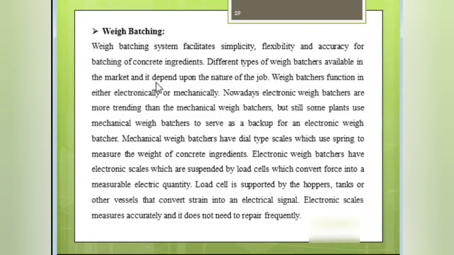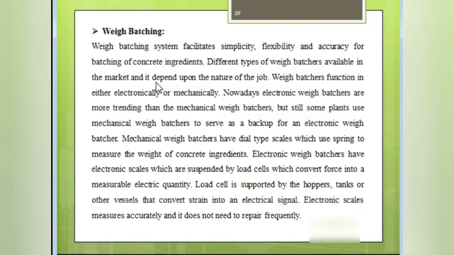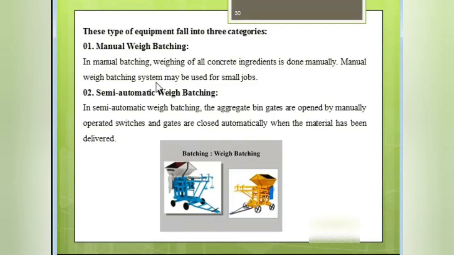Then the second method is weight batching. Just remember that. In volume batching, a particular gauge box is used to measure the volume of ingredients, and in weight batching, the weighing balance is used to measure the ingredients of concrete. Or sometimes electronic weigh batchers have an electronic scale suspended by a load cell, which converts the force into a measurable electric quantity.